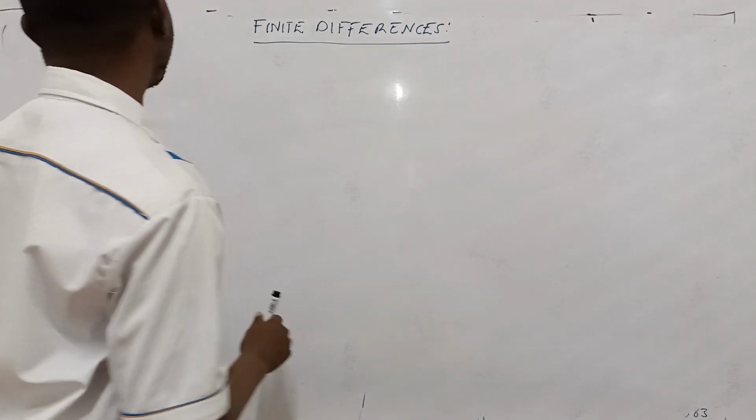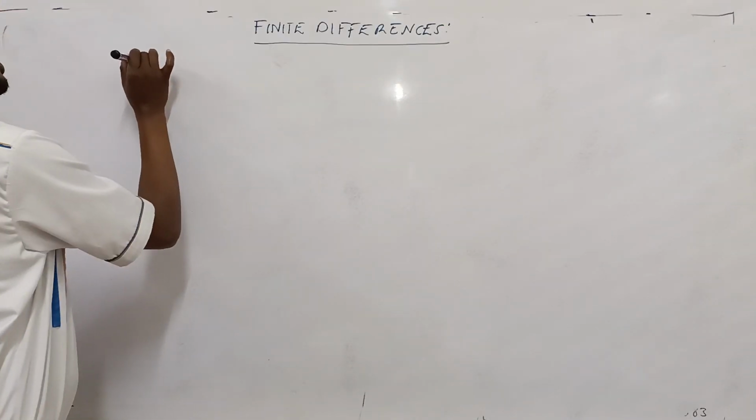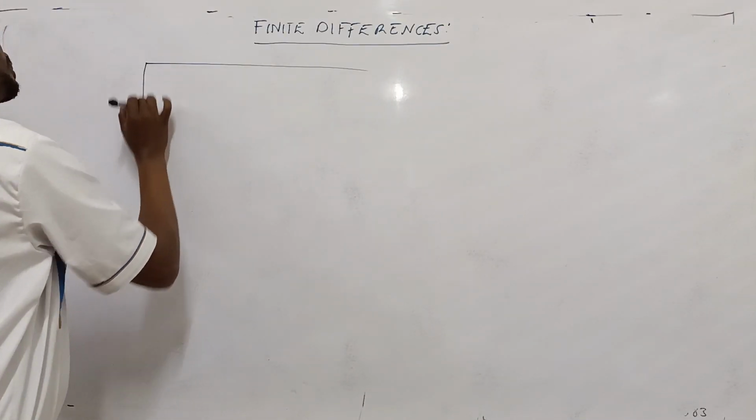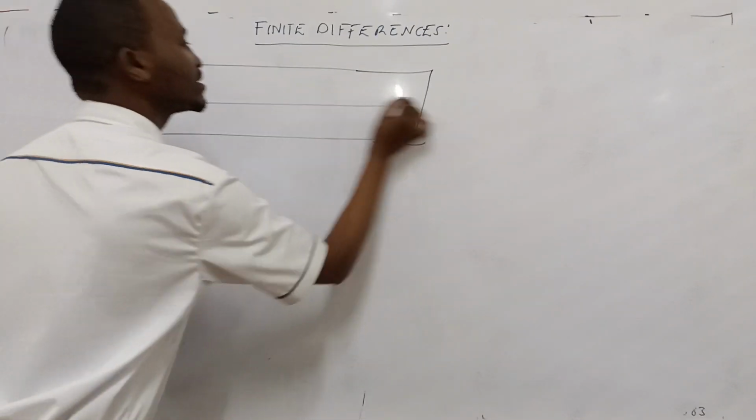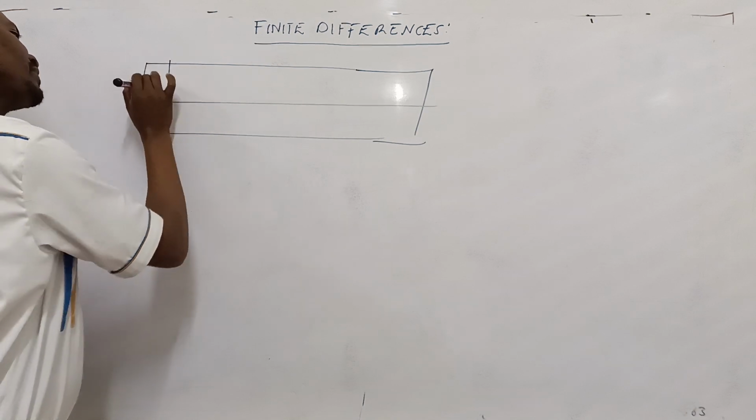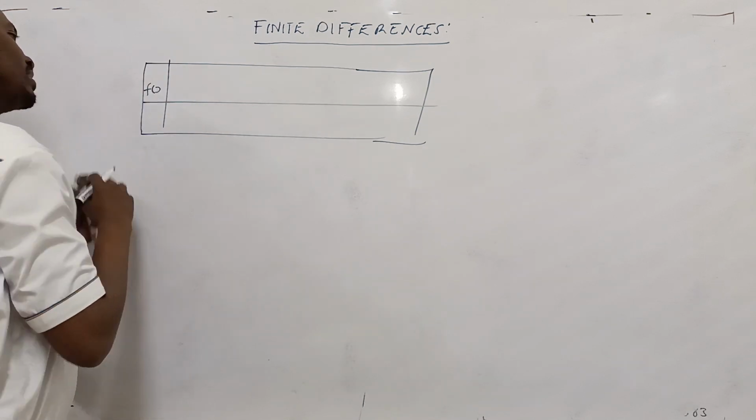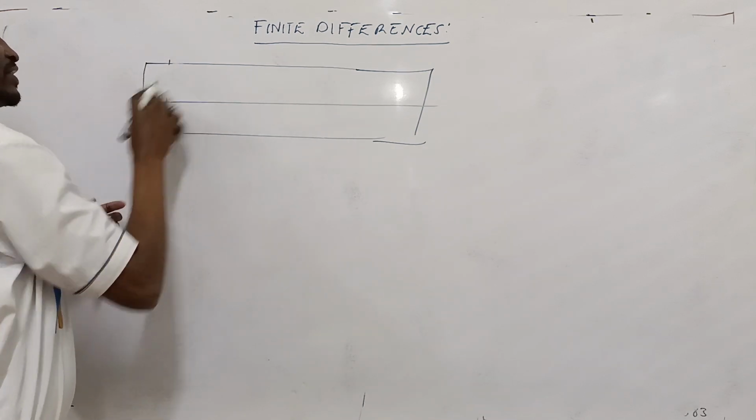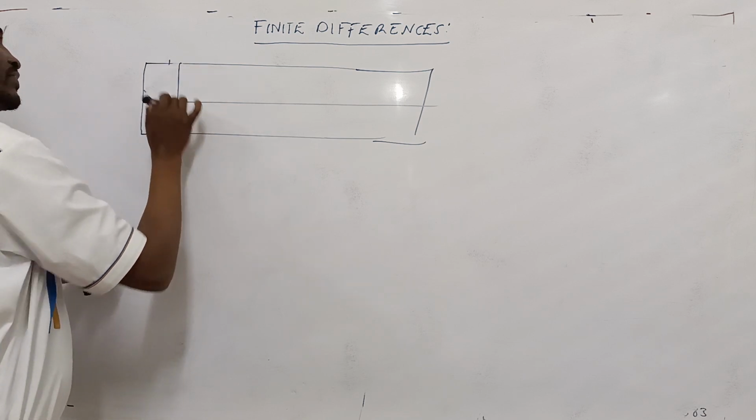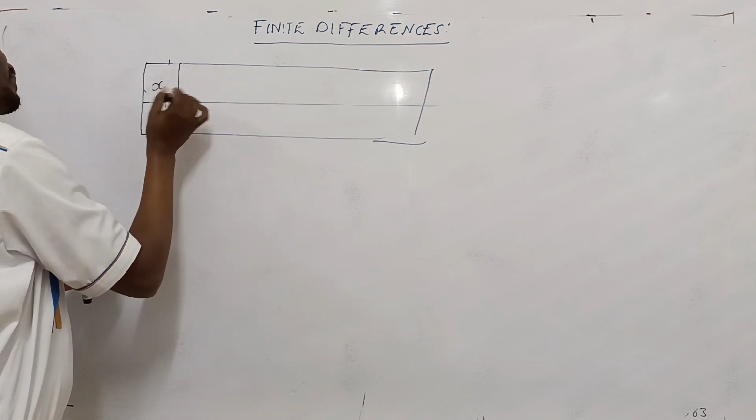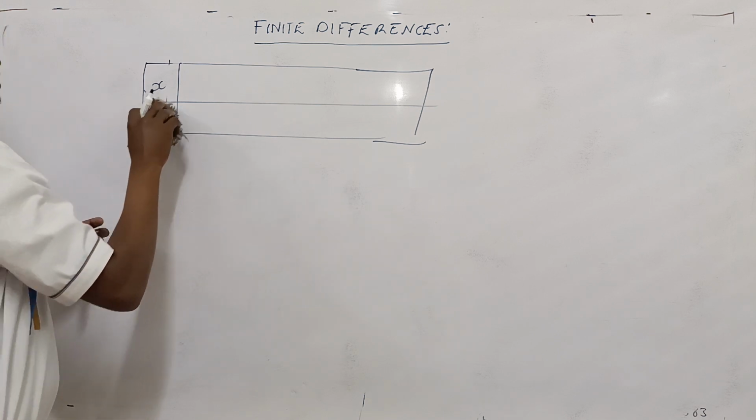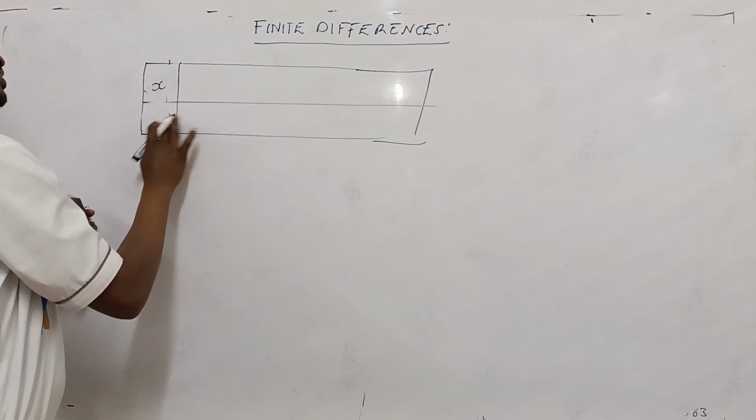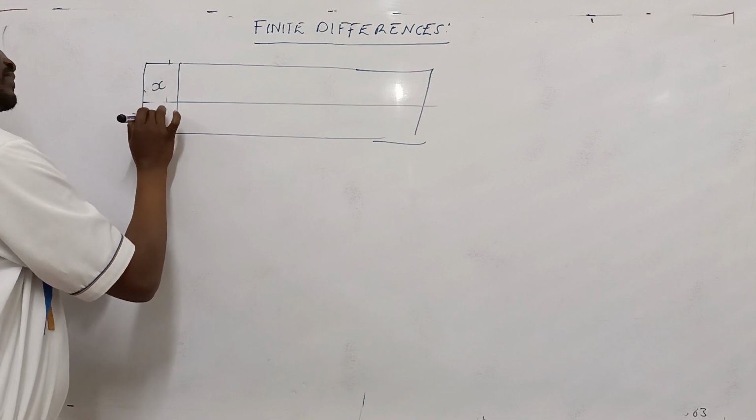Now, to start with, if you have tabulated data, for example, a function of x. Here you have the independent variable x first, and you have a function of x, or y is a function of x, or whichever you want to call it. So you can say y is a function of x.